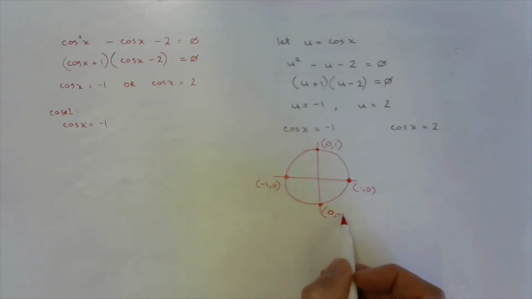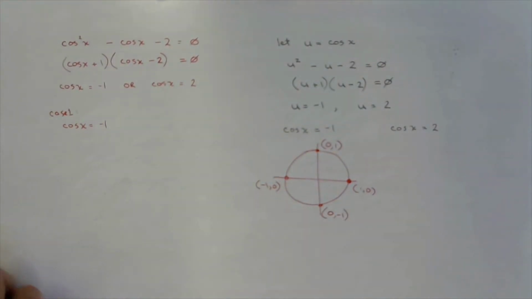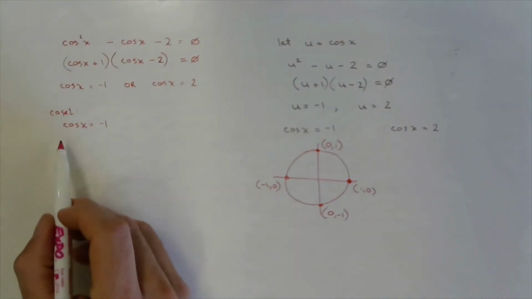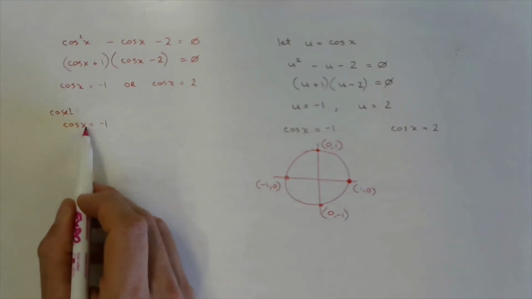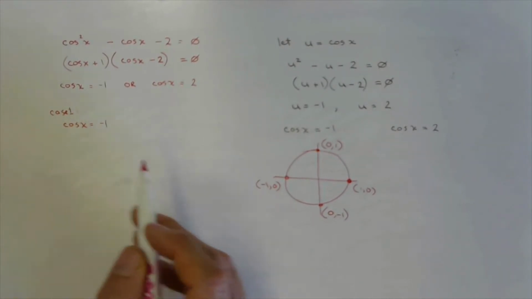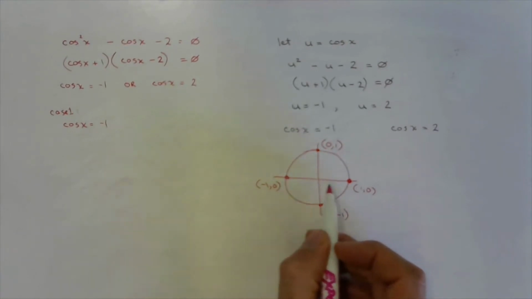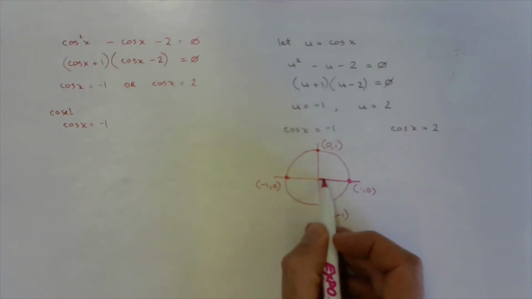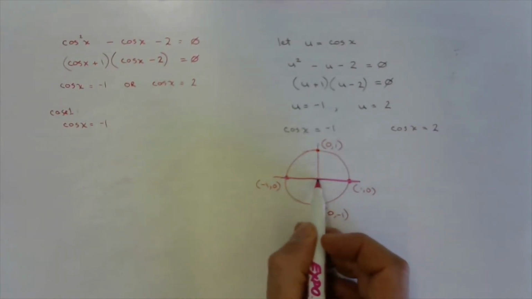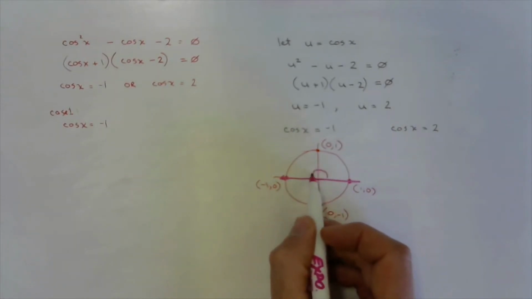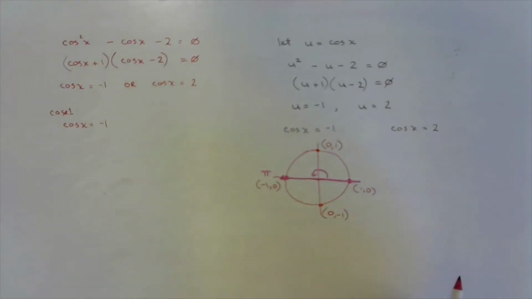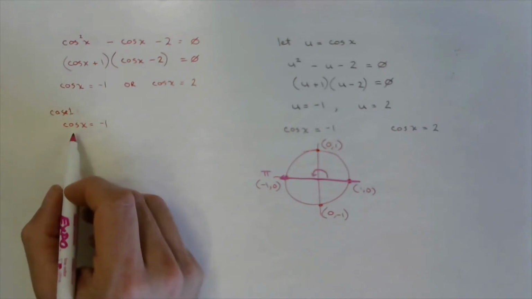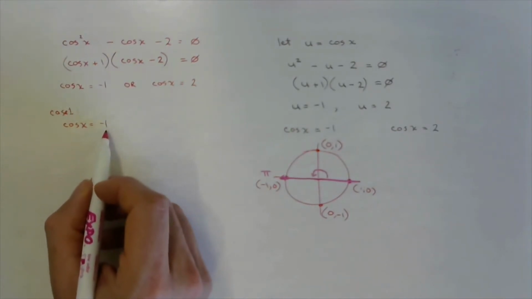and (0, -1). So what we're looking at then is the place where the cosine of x, which corresponds to the x coordinate, is -1. Well, that's right here. That's the only place. So here's our initial arm, and here's our terminal arm, which means that we have an angle of pi. Okay, so the angle of pi, the cosine of pi is -1.